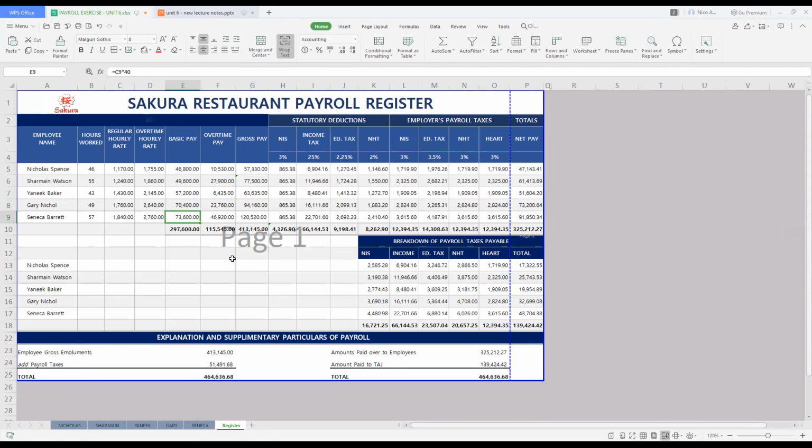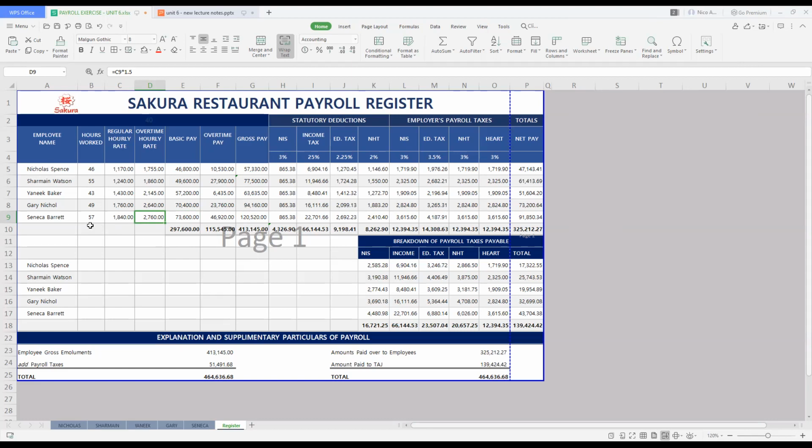gives us a basic pay of $73,600. Then we're going to calculate the overtime pay, which is time and a half on the 1,840 basic rate, which gives us $2,760 for the overtime hourly rate.